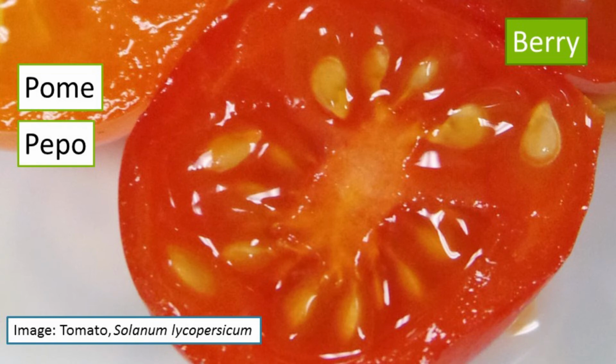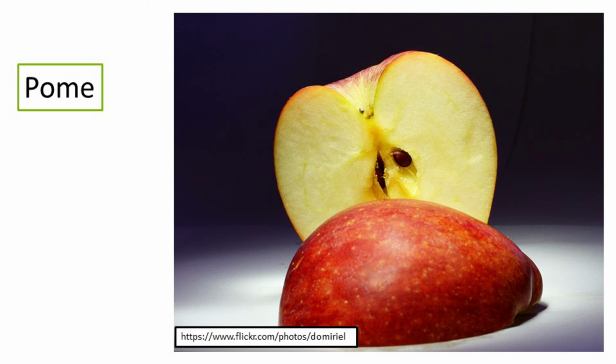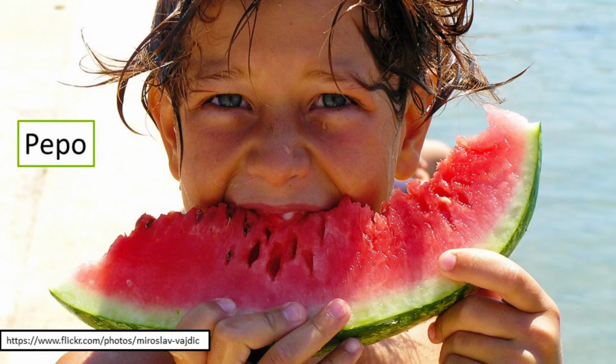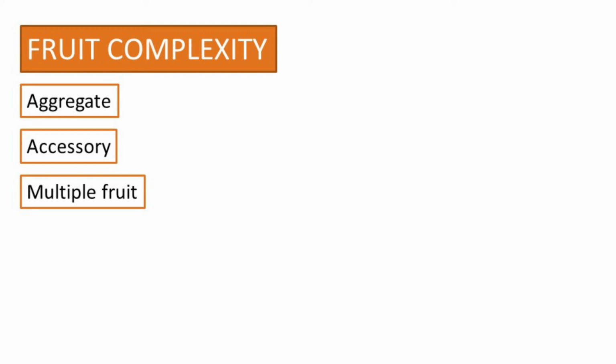Two variations to a berry include a pome and a pepo. Pomes have several seeds surrounded by a more paper-like flesh, such as apples and pears. Pepos have several to many seeds surrounded by a soft flesh and encased in a leathery rind, such as with watermelons and pumpkins. Fruits can also be complex.